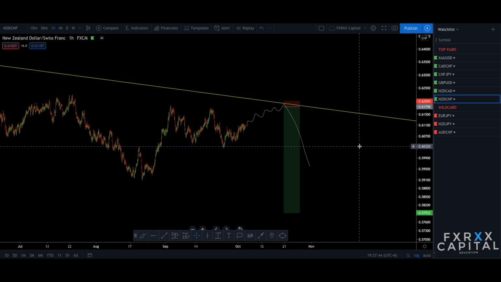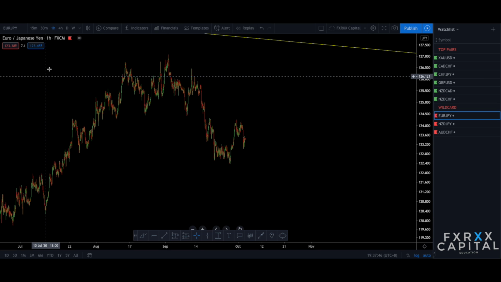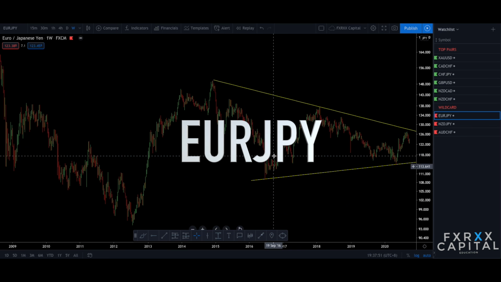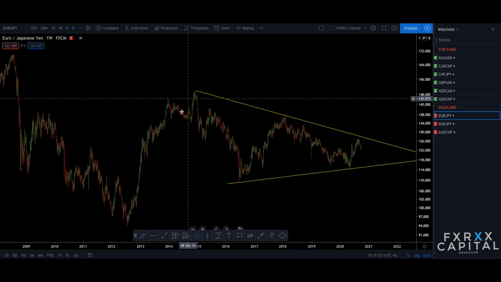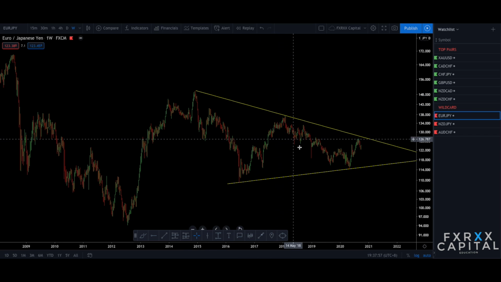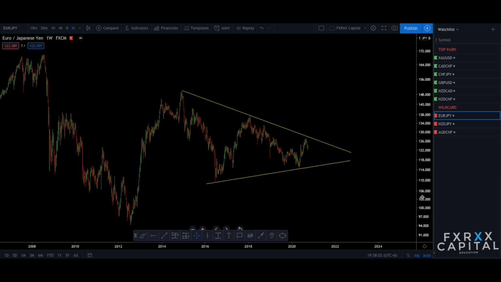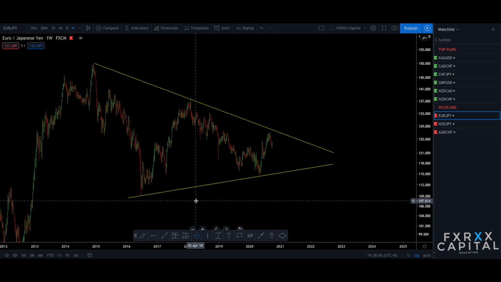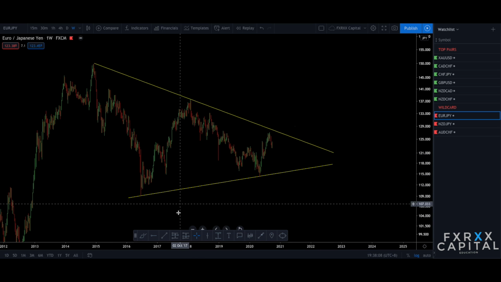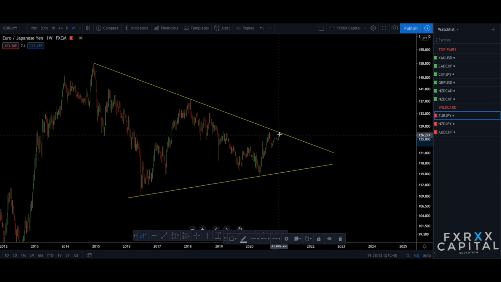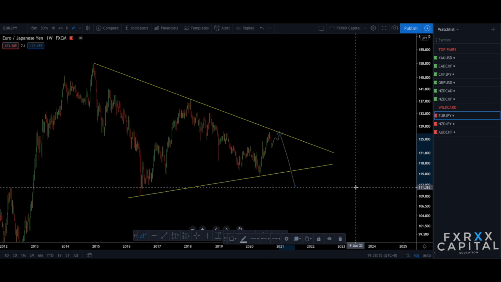Next we move to our wildcard. Euro Japanese yen. We start with high time frame, clean structure, price coming from this impulse and moving to the downward and creating this squeeze, what we call a symmetrical triangle. Very familiar in the market. In the community, we are familiar with symmetrical triangles. Nothing surprising about this. And we will wait for price to touch this area and move to the downside.